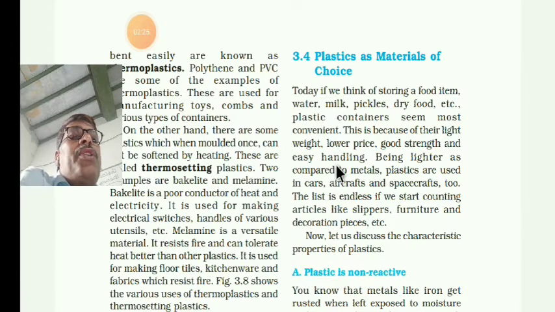Now the question also arises here: why are plastics used in cars, aircraft, and spacecraft? The reason is that plastic is lighter in weight compared to metals. You know that metals are solid, heavy, and also costlier. So, being lighter compared to metals, plastics are used in aircraft and spacecraft.